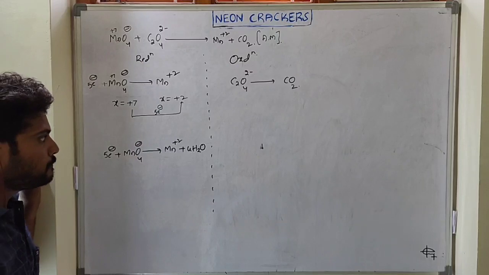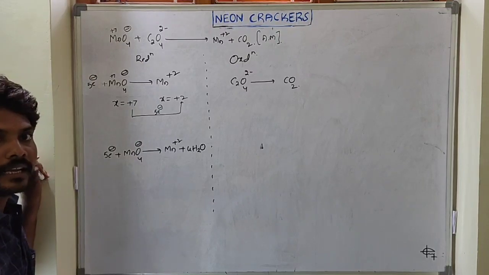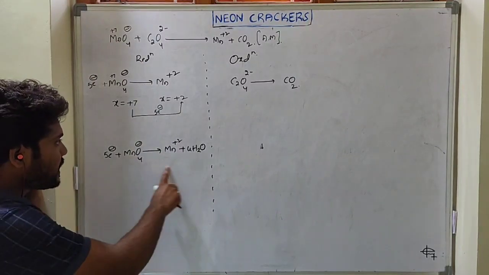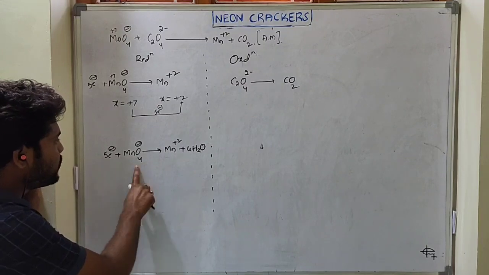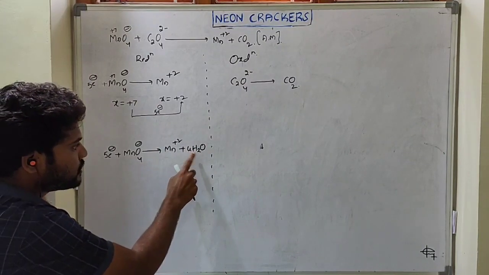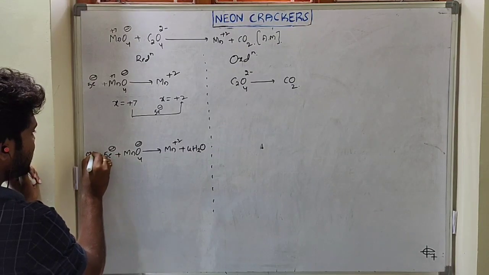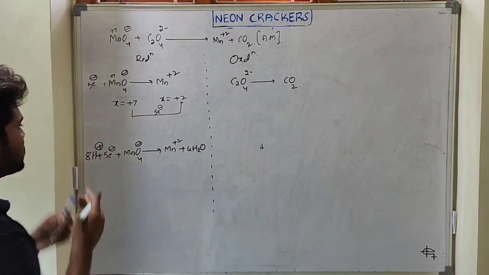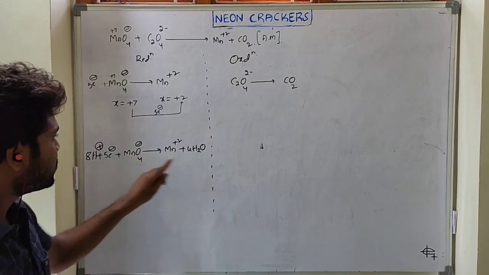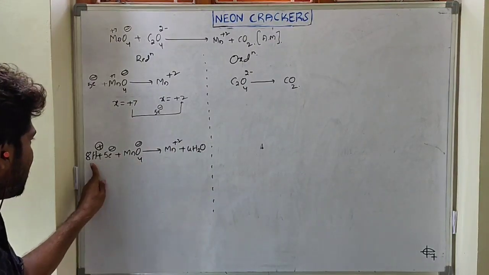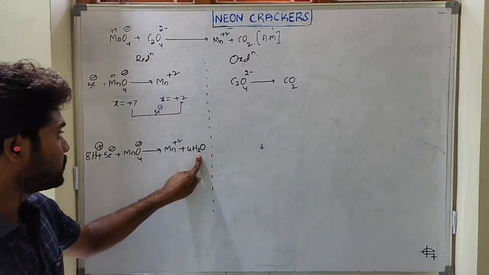Next, after that, balance hydrogen atoms by adding H plus ions. On the left side there are no hydrogen atoms, and on the right side how many hydrogen atoms? 4 H2O, so 8 hydrogen atoms. So we have to add 8 H plus on the opposite side. Now see, 4 oxygen atoms, 4 oxygen atoms, 8 hydrogen atoms, 8 hydrogen atoms.